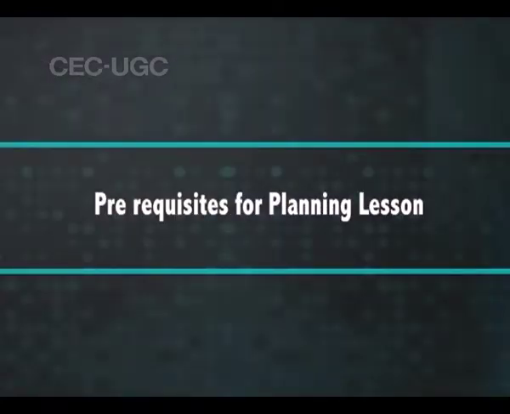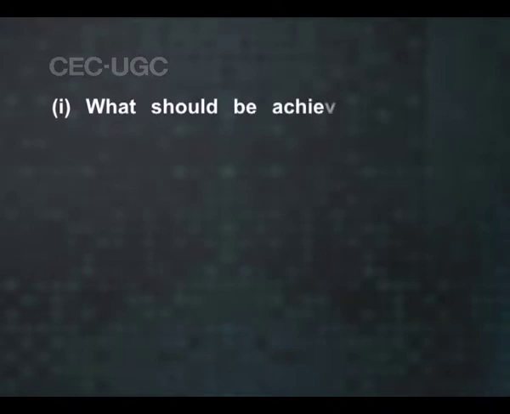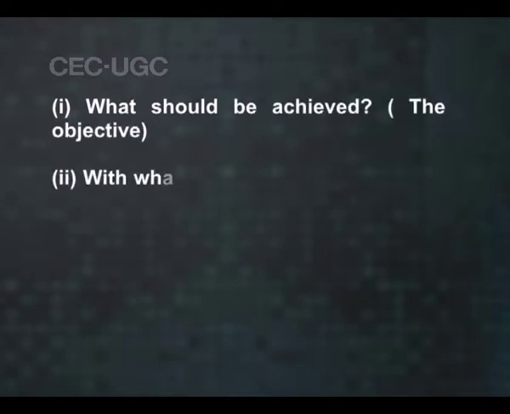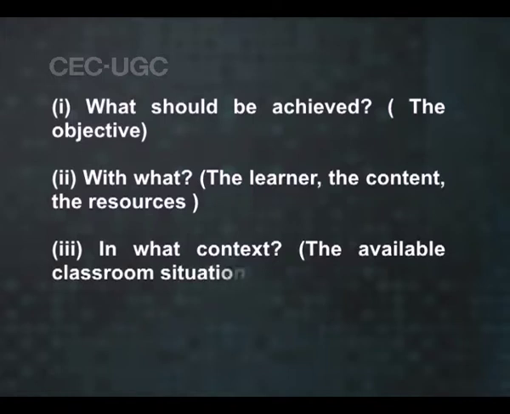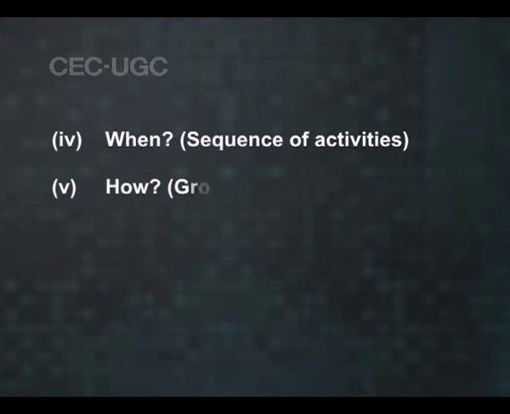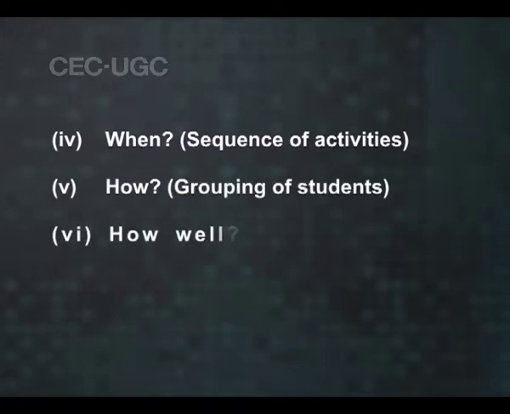Prerequisites for planning a lesson. For effective planning, the teacher has to systematically find answers to a few questions, and the same should find place in the lesson plan. What should be achieved? The objective. With what? The learner, the content, the resources. In what context? The available classroom situations. When? Sequence of activities. How? Grouping of students. How well? Techniques of evaluation. Variables in planning.